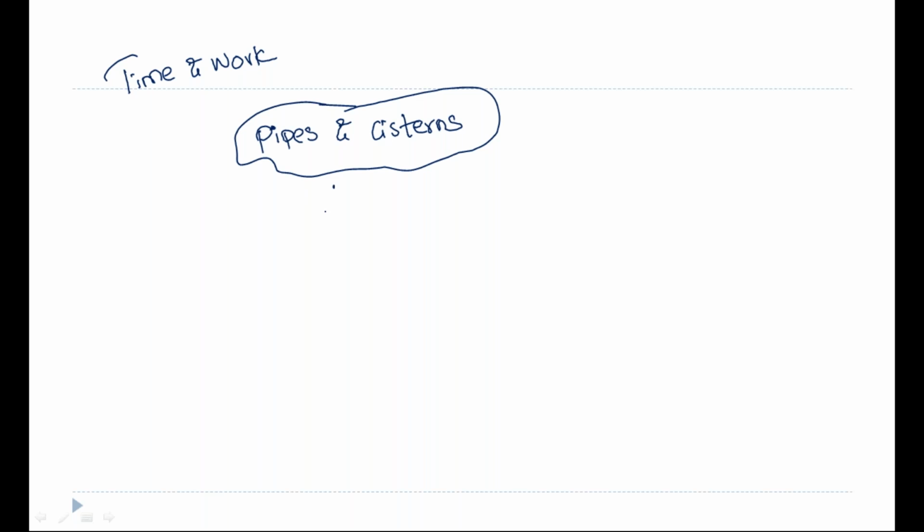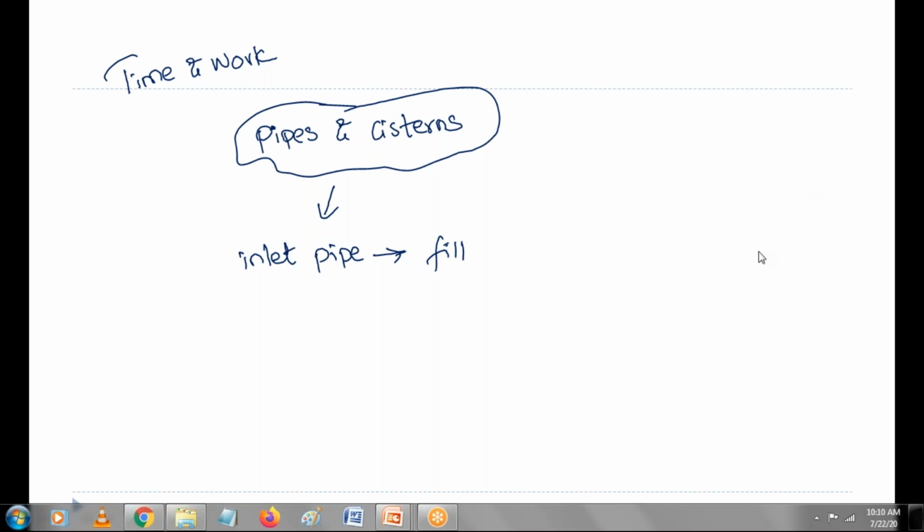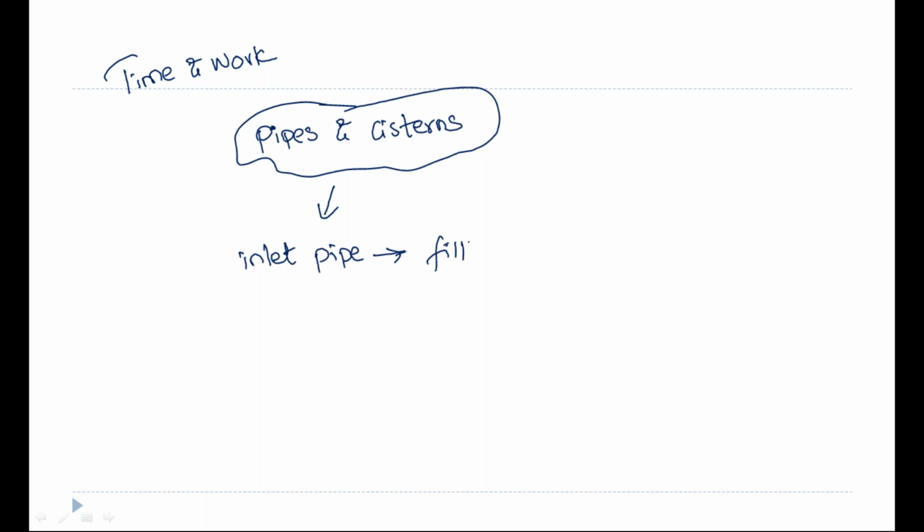Whereas in pipes and systems, what will happen? You have some inlet pipe. What will the inlet pipe do? It will fill water. The inlet pipe is used to fill the tank, or add water to the tank. Whereas you have an outlet pipe as well. System means nothing but the tank. What will the outlet pipe do? It will empty the tank.